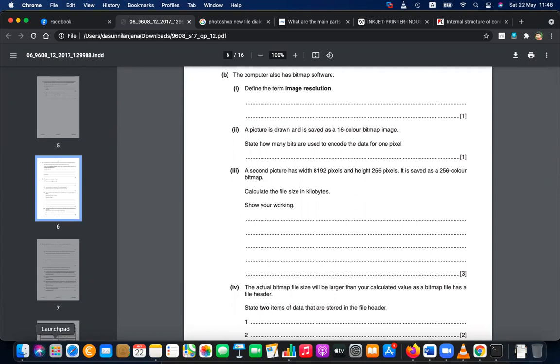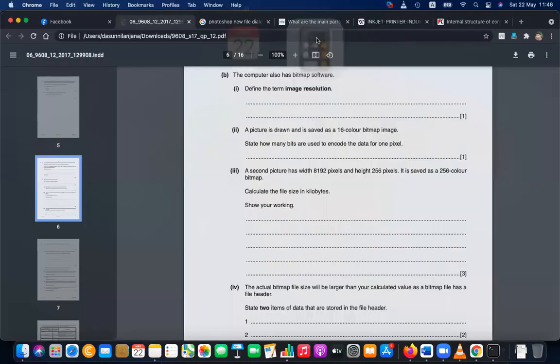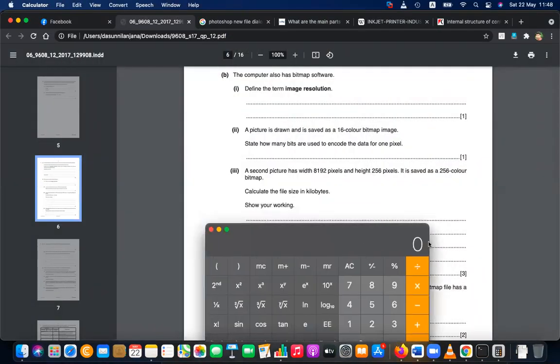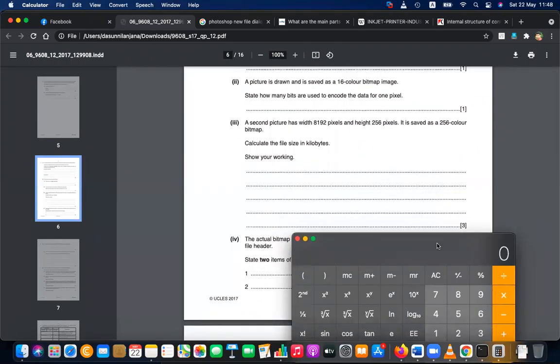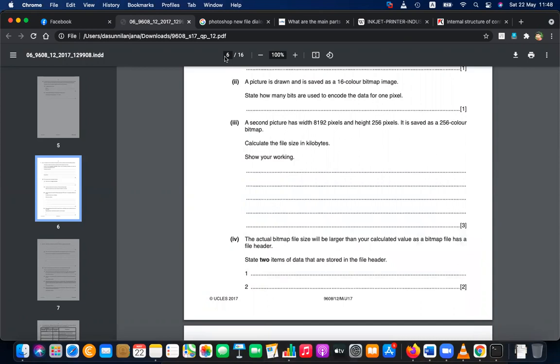So I'm using a calculator, right? Are you allowed to use a calculator for this theory paper? Not okay. Any calculator is not allowed, sir. So then you have to manually calculate, right? Anyway, 8192, but you can divide these numbers, because 8192, you can divide by 1024. No need to have a calculator. Okay, let's forget about the calculator.